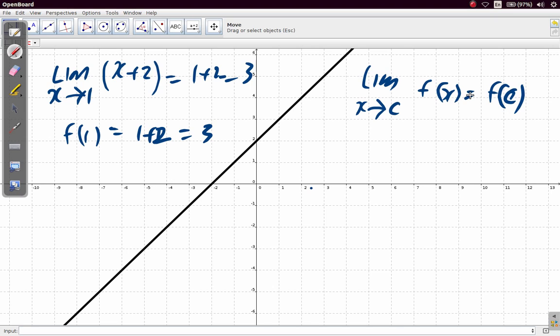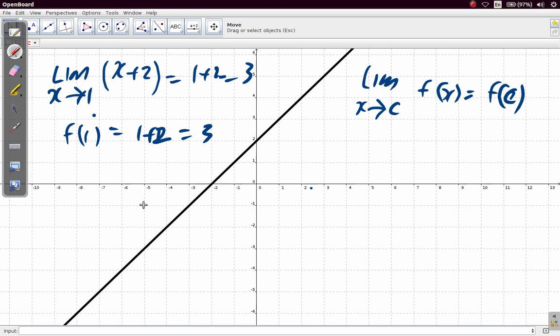I cannot see any value of x for which x plus 2 is discontinuous. I'm not able to find that. So x plus 2 is continuous for all values of x, for all intervals of x.